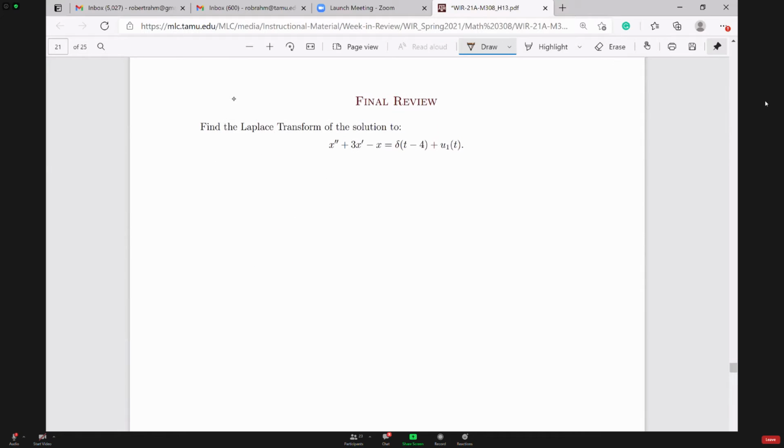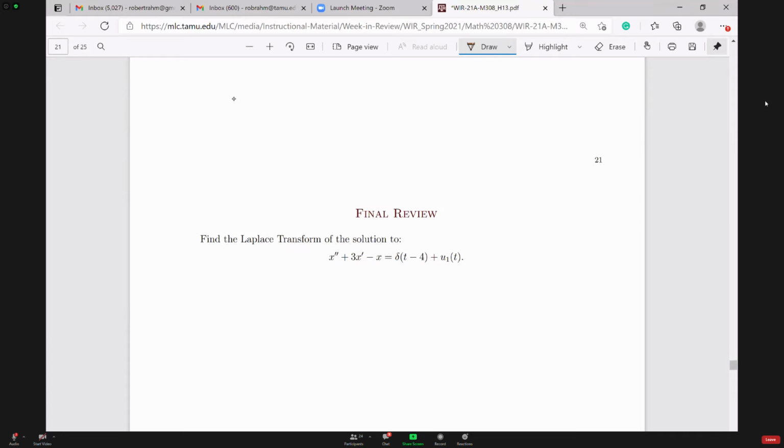All right, so now, I don't know what your professor is going to let you use on the exam, but if you're in my class, you'll have access to a Laplace transform table that I'm going to give you. But for this, I want to find the Laplace transform of the solution.